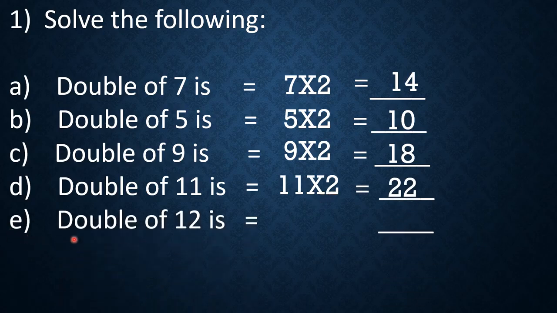Now in E part, double of 12 is dash. So double of 12 means 12 multiplied by 2, and that is equal to 24.